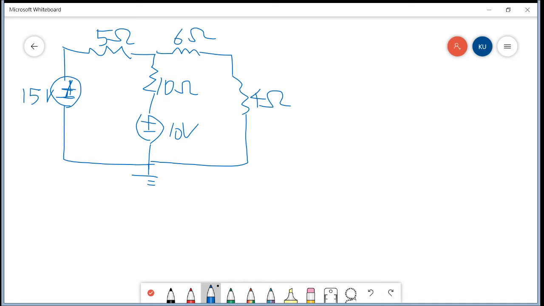Okay, so in this question, we are asked to find the currents I1, I2, and also I3. So to find I1, I2, and I3.